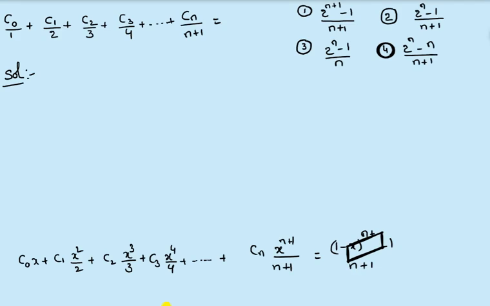Hi students, good morning. This is another question based on properties of the binomial coefficients. So this is the question.